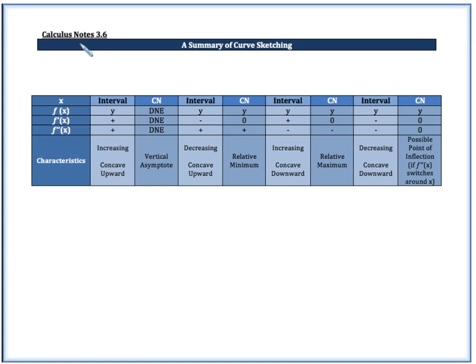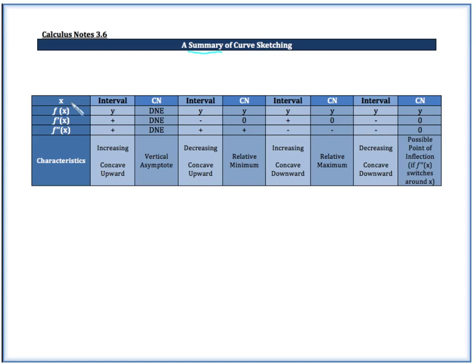Everyone, and welcome to our calculus notes for section 3.6. Today we're talking about a summary of curve sketching. So we're basically going to take all the topics that we've been doing this chapter and put them all together at once to be able to sketch the graph of an equation.